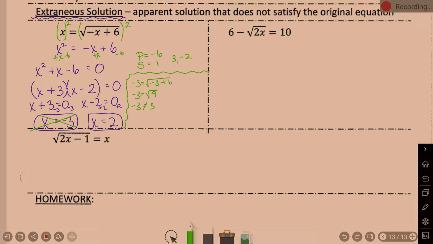Don't just assume 2 works. Try it, because there are often, yes, one works, one doesn't. There are random occasions where both work or neither work. So we're going to try 2. So 2 in for x is 2 equals, and then square root of negative of 2 plus 6.